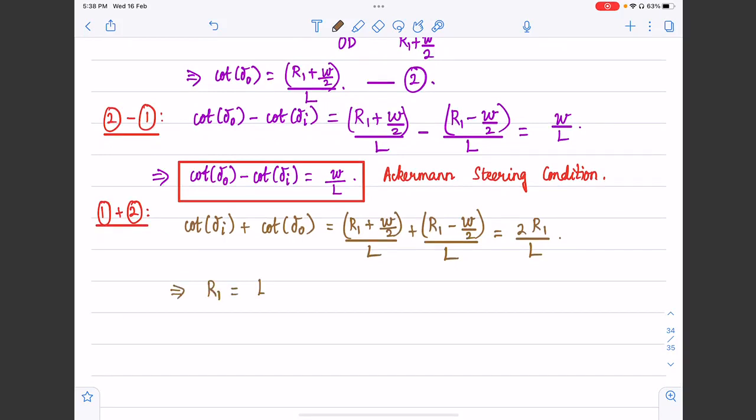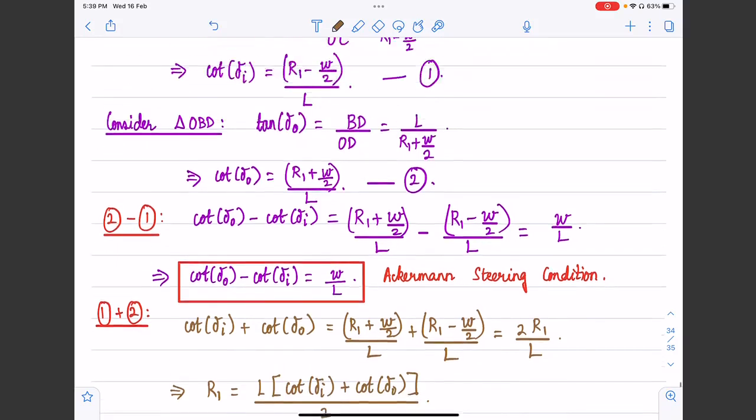So if we simplify, we can get an expression for R1. What is this expression? We will get R1 as L times cot delta I plus cot delta naught, divided by 2. So this is an expression for R1. Why do we use this? We are now going to use this expression for R1 to derive an expression for the turning radius R.